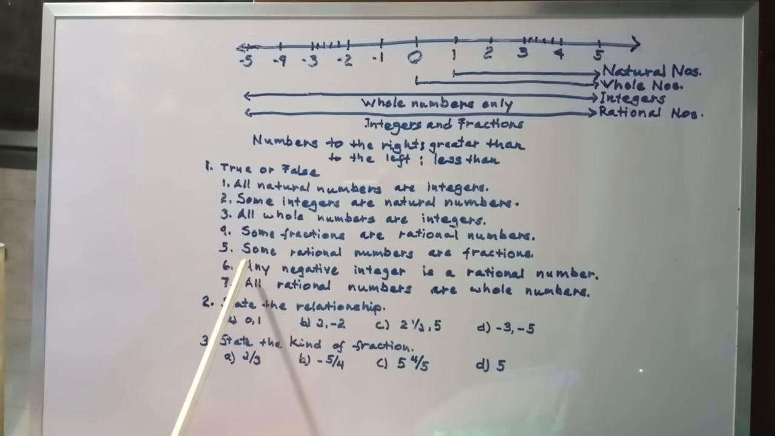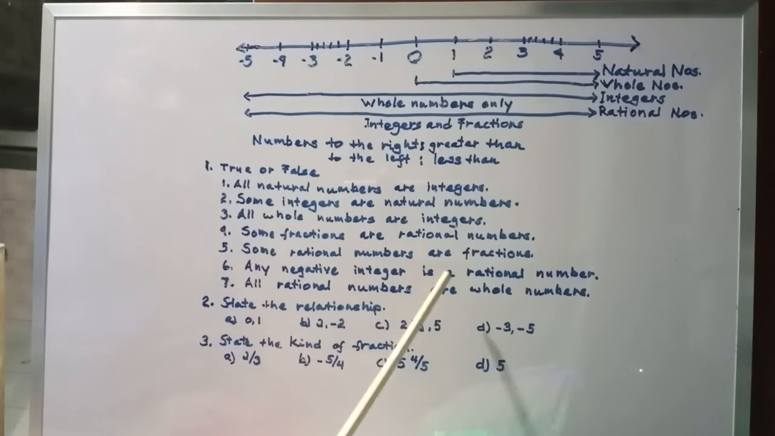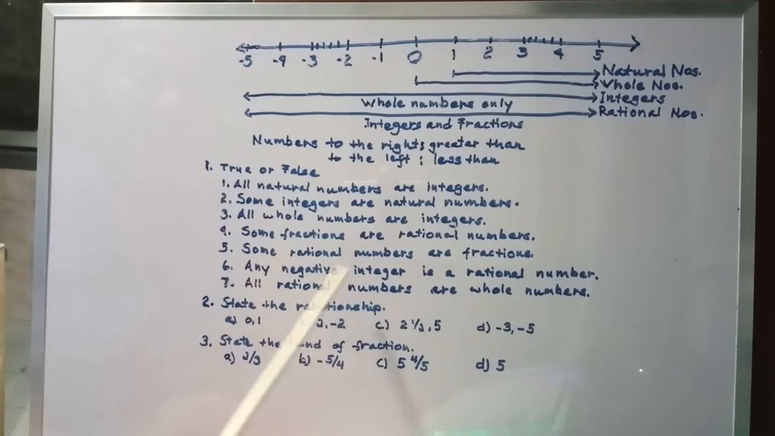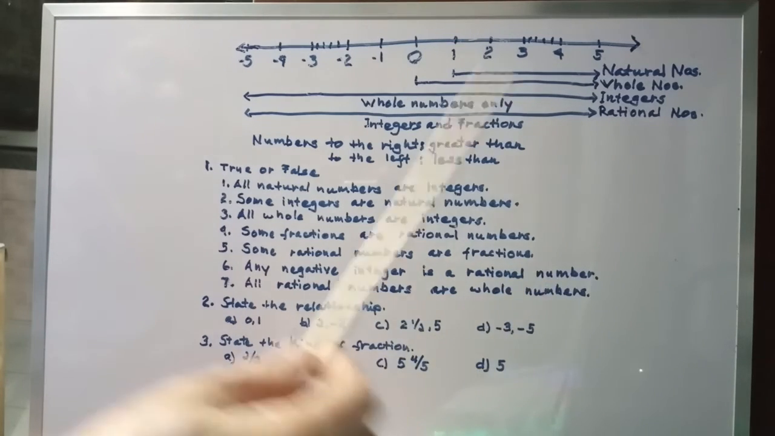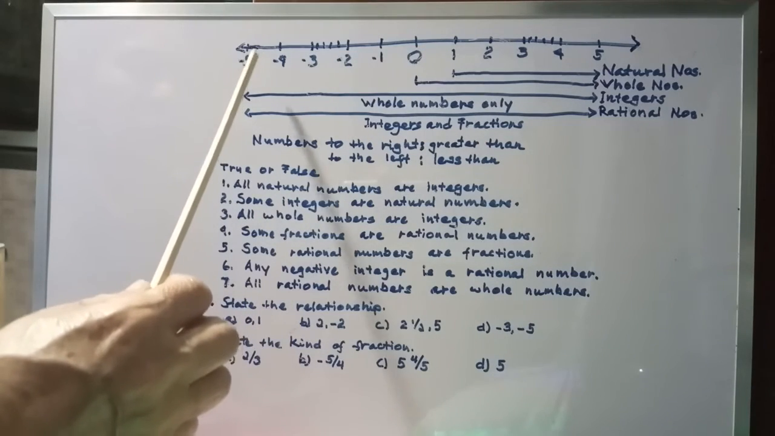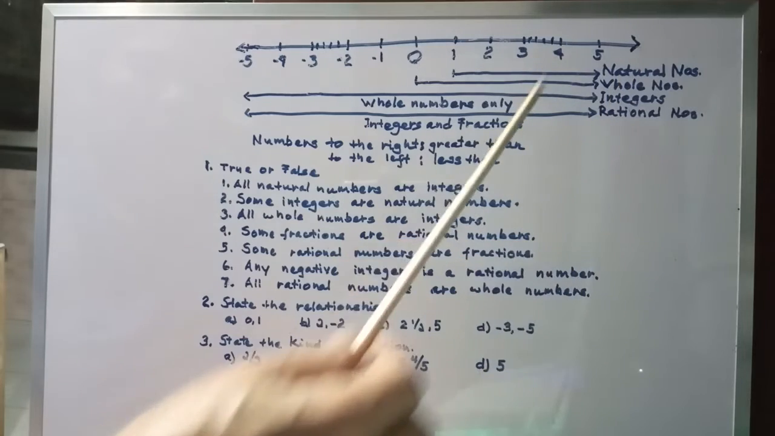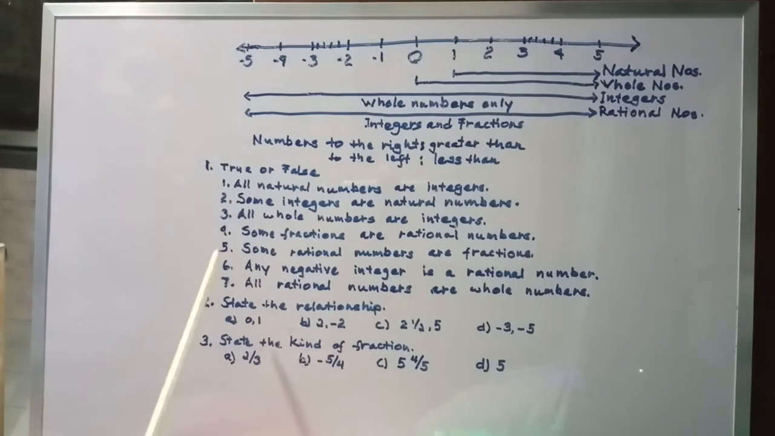Number 6, any negative integer is a rational number. By definition again, any negative integer is a rational number. Rational number covers all negative numbers, 0 and positive numbers. Therefore, the sixth question is true.